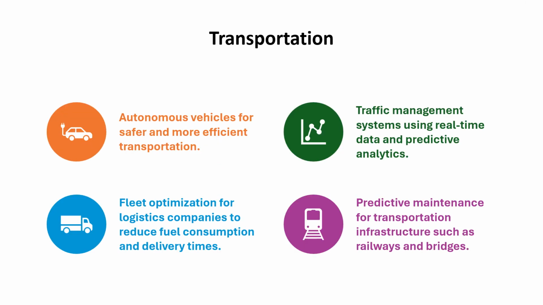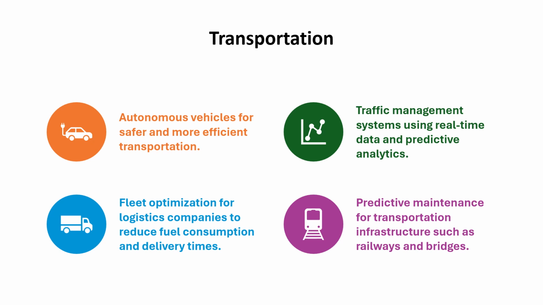In transportation, we have autonomous vehicles for safer and more efficient transportation. We have electric cars. Since we have a battery, we can put a computer in it, and then everything is run by algorithms. Like in Tesla, we have many of the artificial intelligence functionalities inside it.